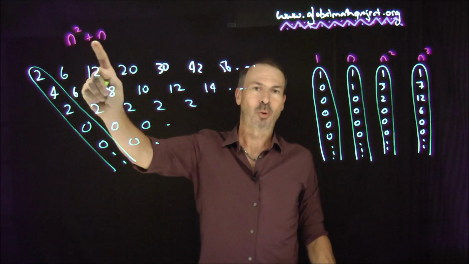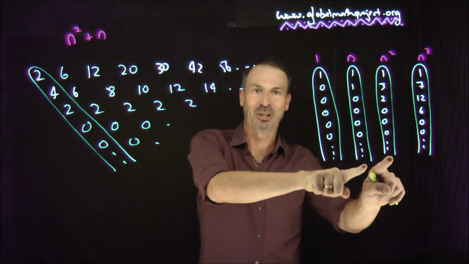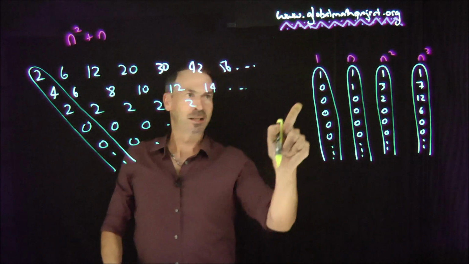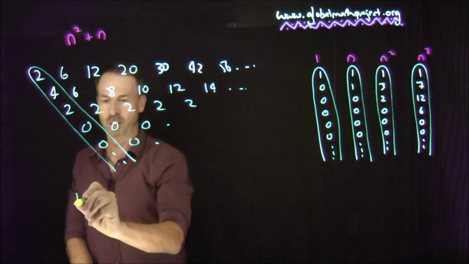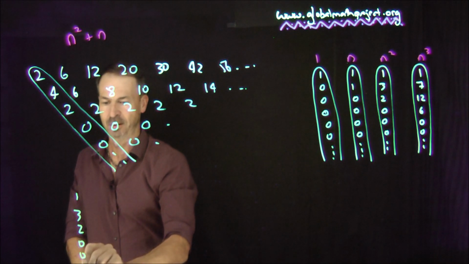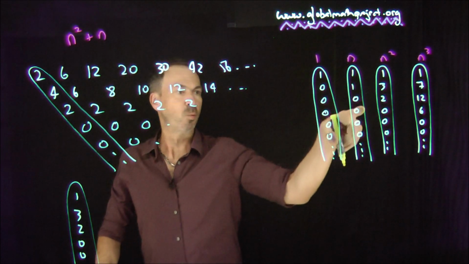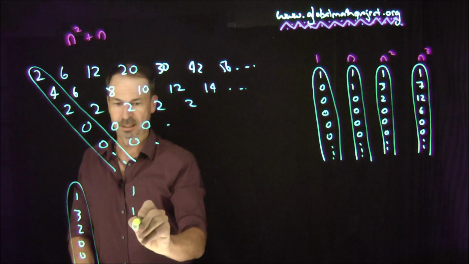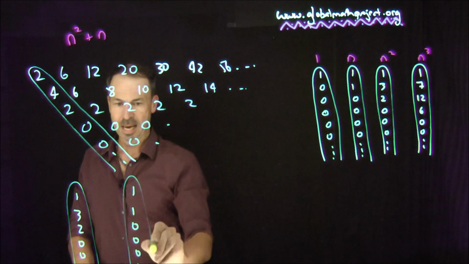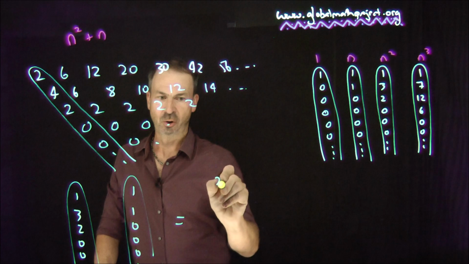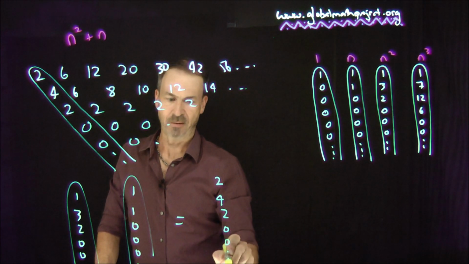It's got something to do with n squared and something to do with n. So it should be something to do with these two right here. So let's do it. n squared is 1, 3, 2, 0, 0 forever. And n is 1, 1, then 0, 0, 0, and so on. And I want that to equal 2, 4, 2, 0, 0 forever in some sense.